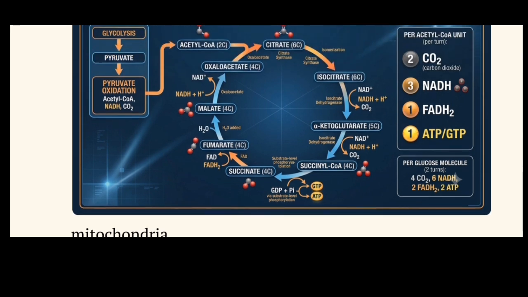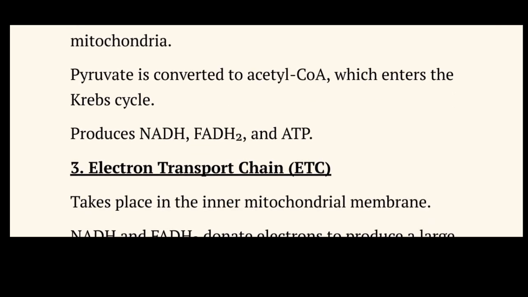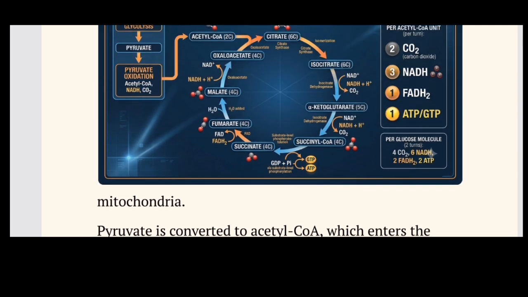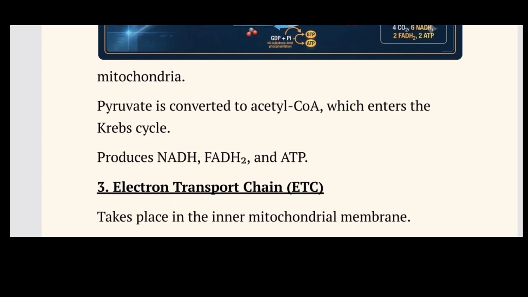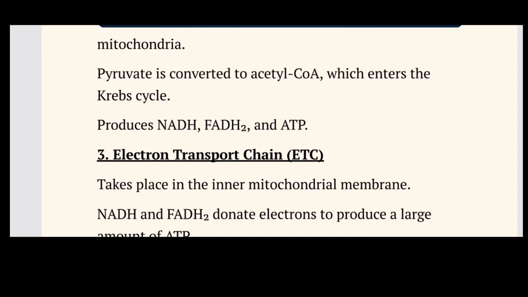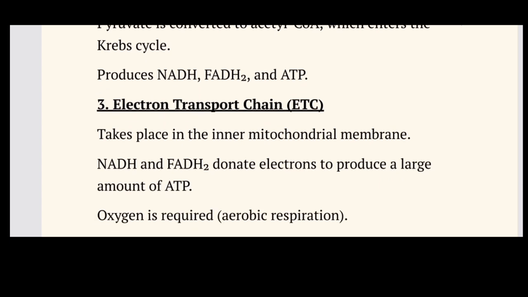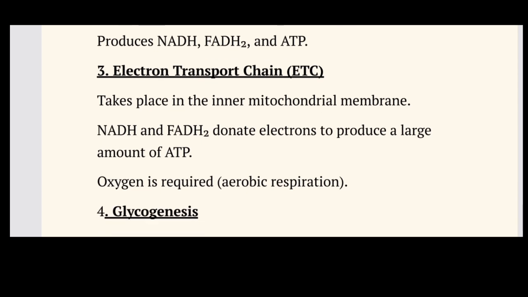If anyone asks you where the citric acid or Krebs cycle is happening, you tell them it's happening in the mitochondria. Pyruvate is converted into acetyl CoA, which enters the Krebs cycle, then produces NADH and FADH2, then ATP is released. Then the electron transport chain takes place in the inner mitochondrial membrane. NADH and FADH2 donate electrons to produce a large amount of ATP. Oxygen is required in aerobic respiration.